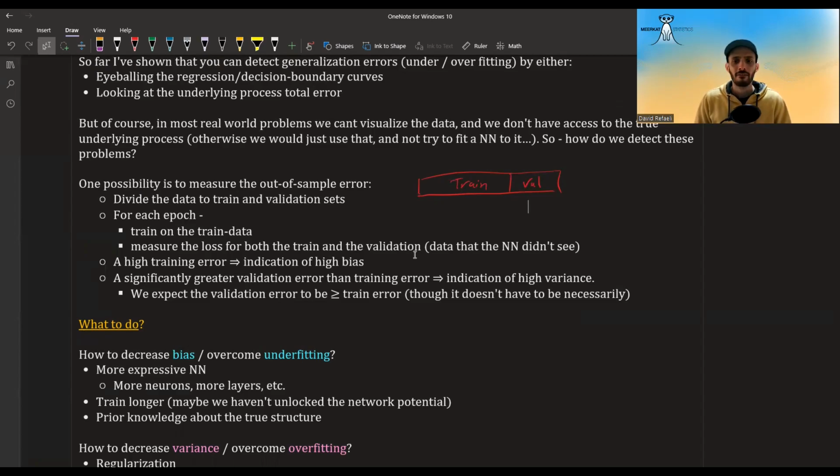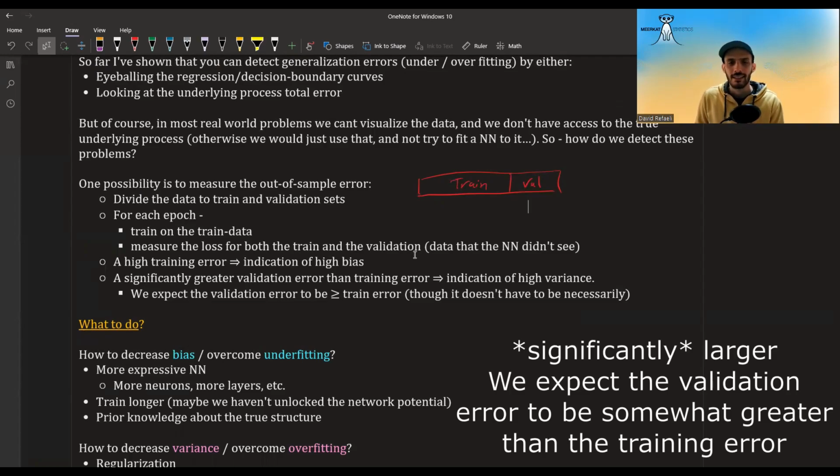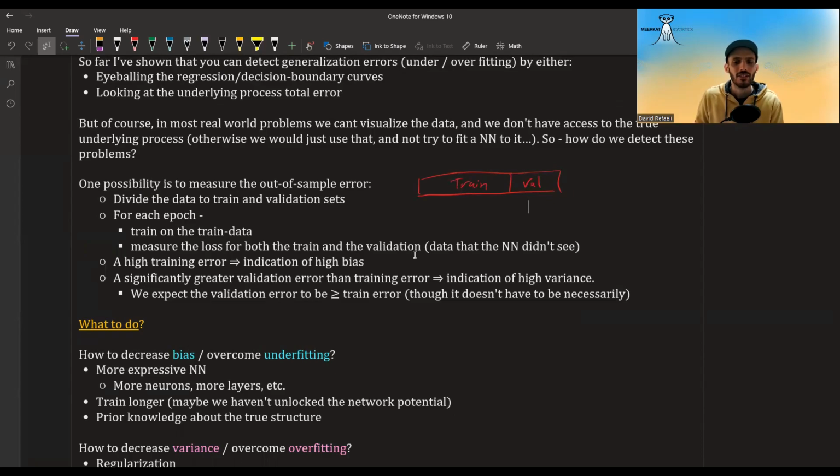But if you have a validation error that is even larger than your training error, then this is usually an indication of high variance. So this is an indication that you're not generalizing well and that you're overfitting to the specific training data. And another thing that you usually do is you do this across time or across training periods.